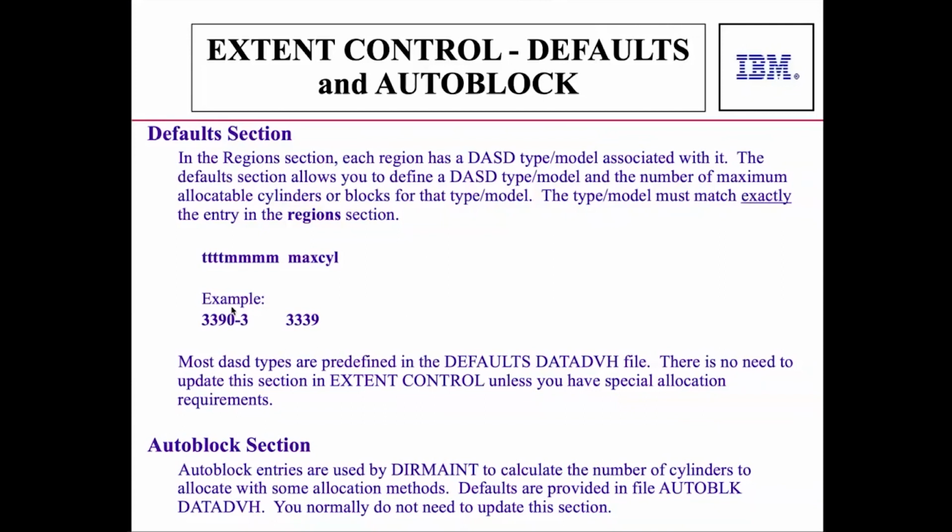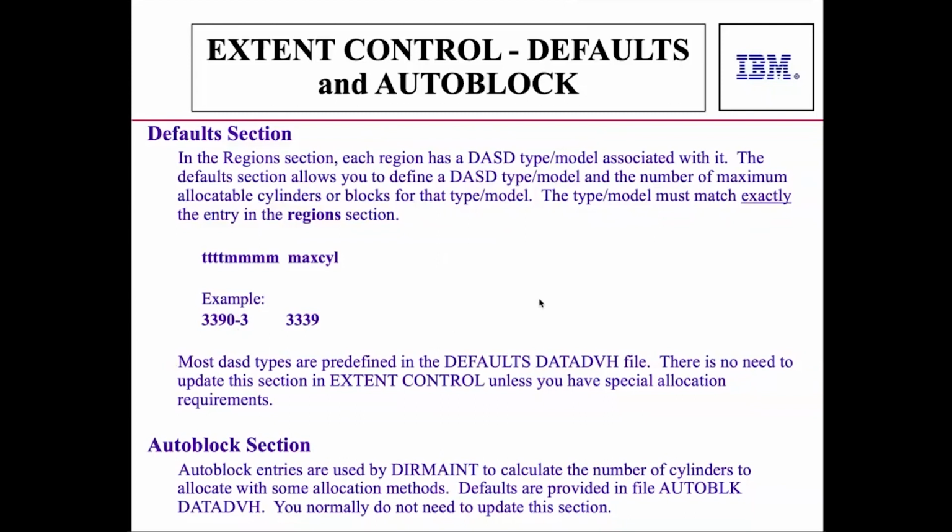If you tell it it's a device type that's bigger than the actual disk, then it will try to allocate, but you won't be able to use those disks when you log on. So anyway, you probably put in a model number, probably a model number dash something, and then the maximum number of cylinders in this default section. So that is a section that you would probably be filling in.